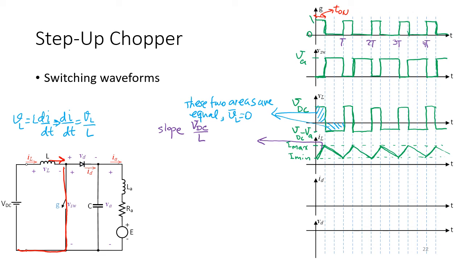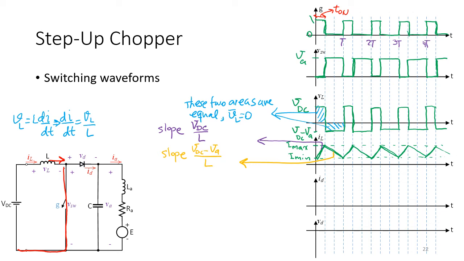What is the slope for this part? Anyone? What is the voltage across the inductor in this period? Okay, so what will be the slope? Yes, VDC minus VA over L. Thank you.